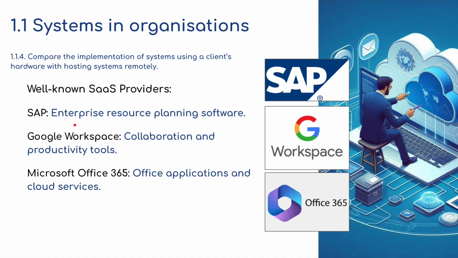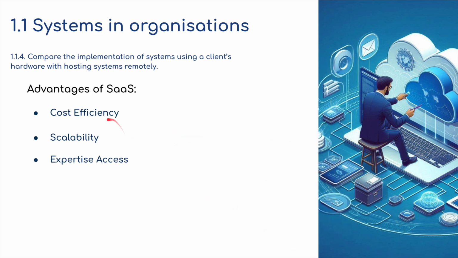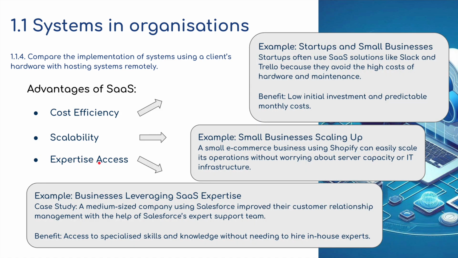Here are some well-known ones. We've got SAP, Enterprise Resource Planning software. We've got Google Workspace. And of course, we've got Microsoft Office 365. Okay, advantages: it's cost-effective, scalable, and gives access to expertise. Example: startups often use SaaS solutions like Slack and Trello because they avoid the high cost of hardware and maintenance, with low initial investment and predictable monthly costs. A small e-commerce business using, for example, Shopify can easily scale its operations without worrying about server capacity or IT infrastructure. I have a little case study here. A medium-sized company using Salesforce improved their customer relationship management with the help of Salesforce's expert software team.